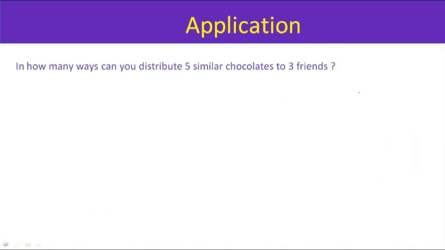In how many ways can you distribute 5 similar chocolates to 3 friends? Please do not take more than 10 seconds, and even think orally. Step number 1, form the equation. Step number 2, write the direct answer. So the expression here will be A plus B plus C equals 5. There are 2 plus signs, so the answer will be 5 plus 2, C2. 7C2 is the answer, 21.